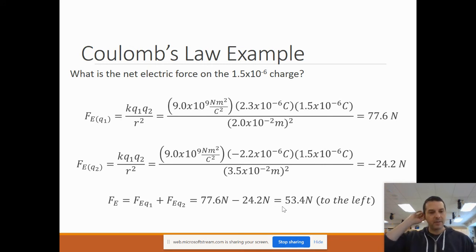Now that I've found the magnitude of the net electric force, I have to orient myself. It's more repelled than it is attracted, and the repelled direction is to the left, so that 52.4 newtons is to the left.